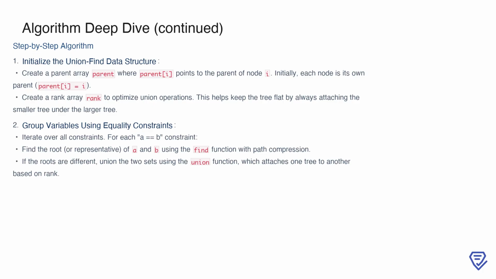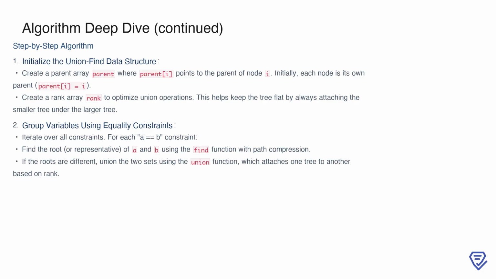The first step in the algorithm is to initialize the union find data structure. Here, we create a parent array, where each element represents a node, and initially, every node is its own parent. This means parent[i] equals i for all nodes.